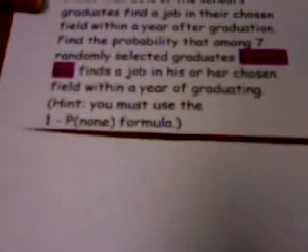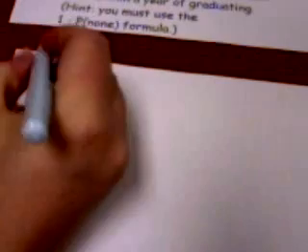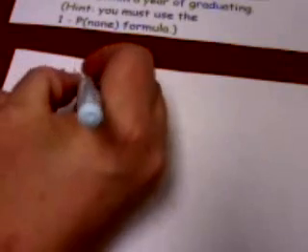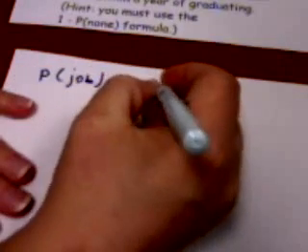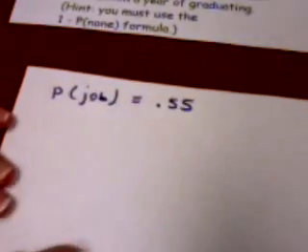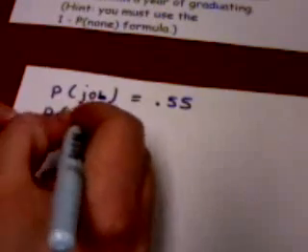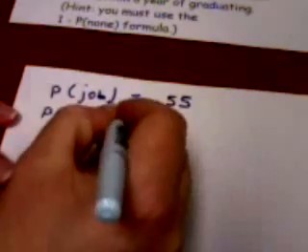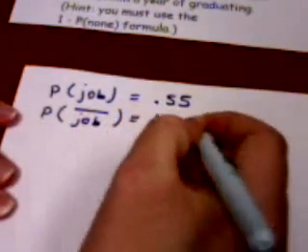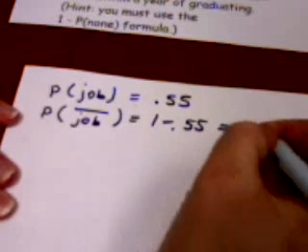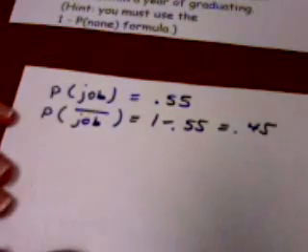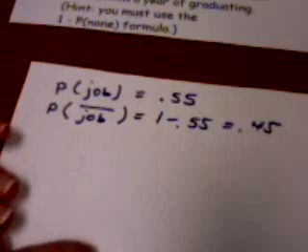Okay, well, first of all, if we're going to think of the idea of the probability of none getting a job, then we have to figure out what's the probability of one person not getting a job. Well, if the probability of getting a job is 0.55, they're saying 55%. Therefore, if you use the complement rule, the probability of not getting a job is 1 minus that, which is 0.45. Okay, that's the probability of one person not getting a job.